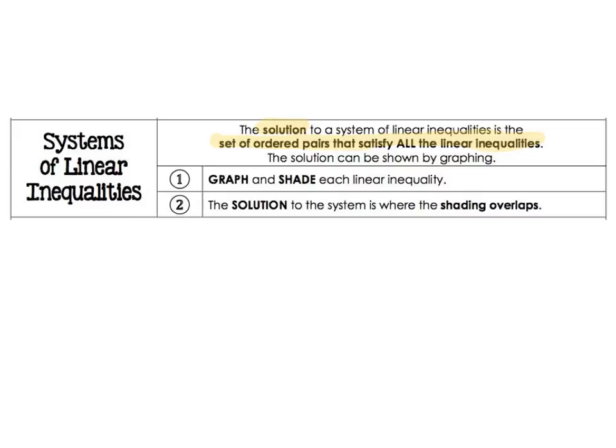So the first thing we want to do when we're solving systems of linear inequalities is graph and shade each linear inequality. You want to shade them both separately. And the solution to the system is where the shading overlaps. All right, let's go through a couple examples of this.